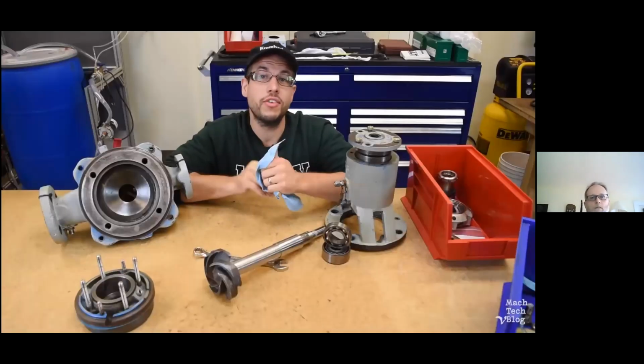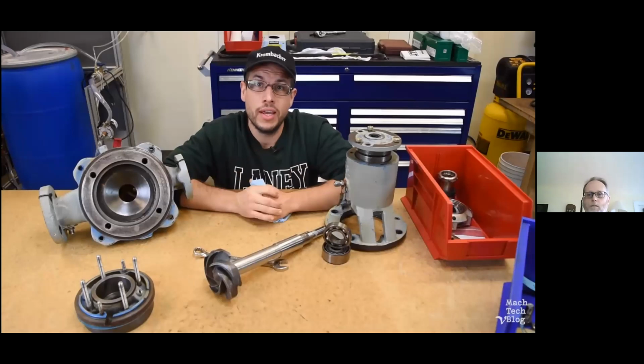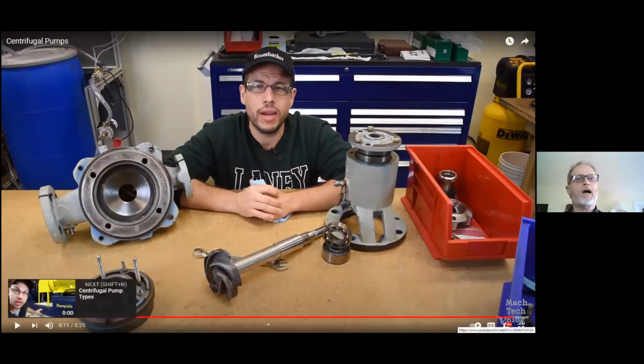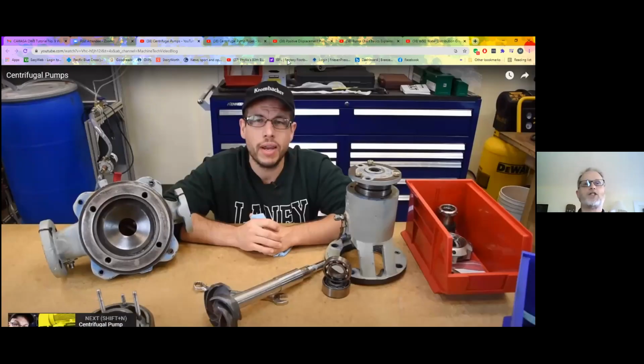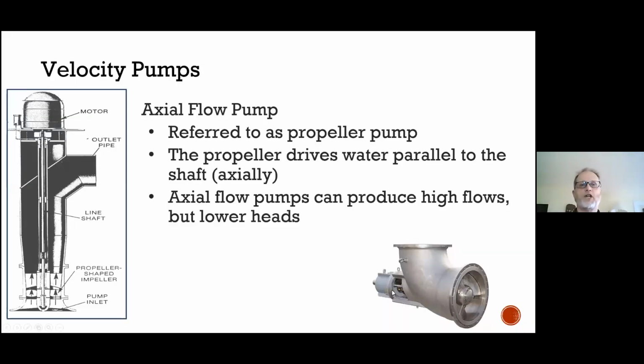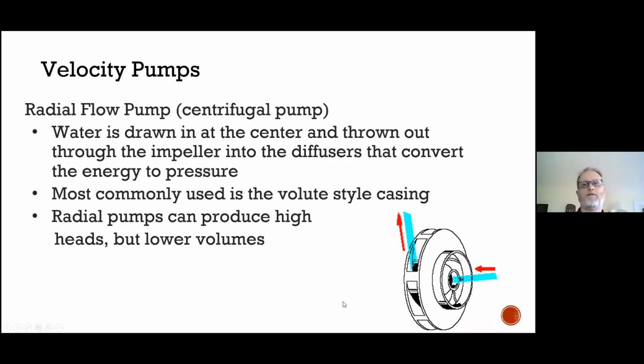Well, there's your introduction to centrifugal pumps, their function, the main parts. And that was really why they became such a versatile pump for our water systems.